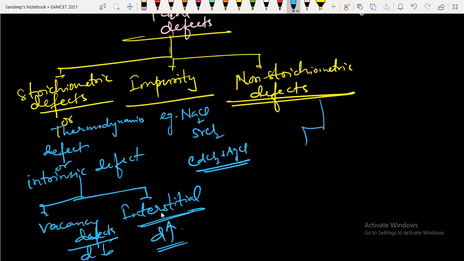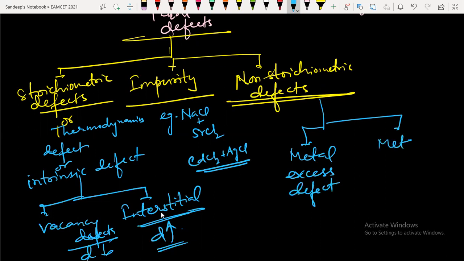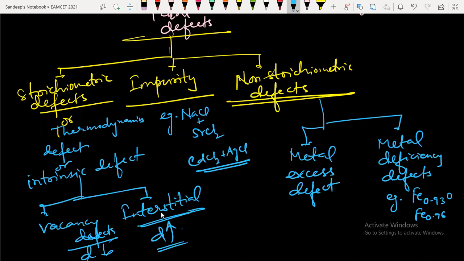Non-stoichiometric defects are of 2 types. One is called the metal excess defect. Another is called the metal deficiency defect. Examples of metal deficiency defect are Fe0.93O, Fe0.96O, etc. In these, some of the Fe2+ ions are missing, and that is compensated by having Fe3+ ions. So these are the defects that you have to remember.